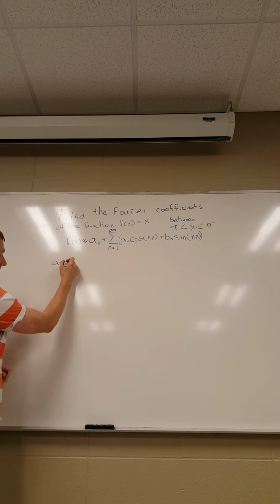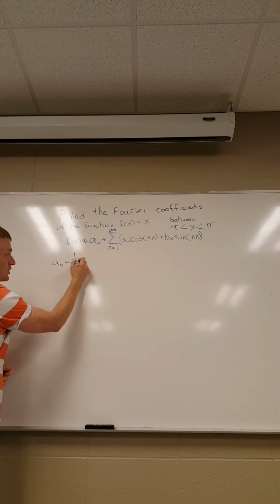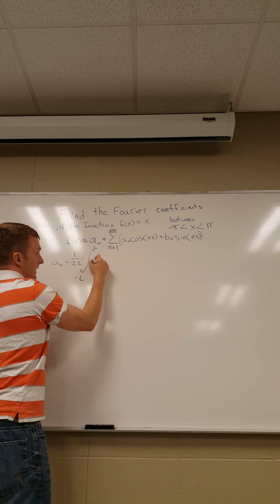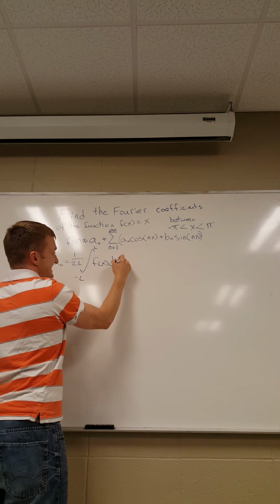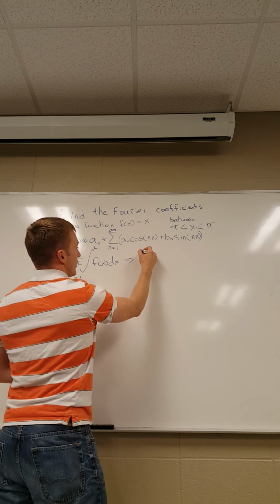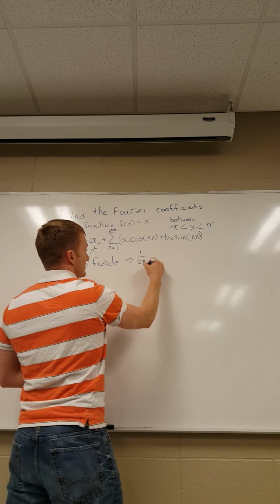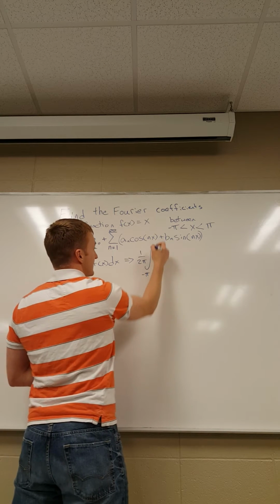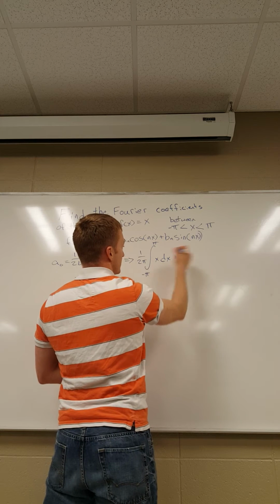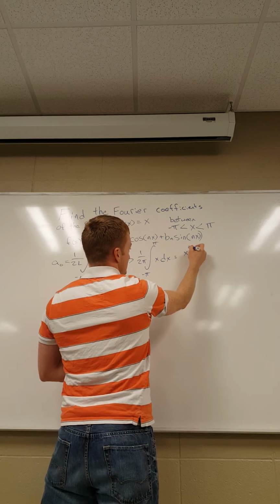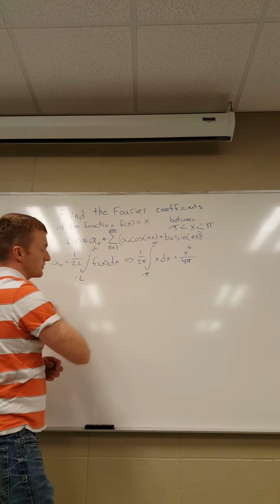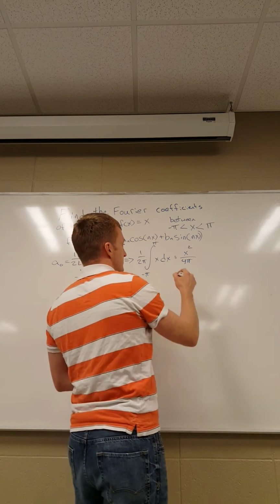Given the formula, a naught is equal to 1 over 2L on the interval negative L to L of f of x dx. We start by saying 1 over 2 pi times the integral from negative pi to pi of x dx. And we know that is equal to x squared over 4 pi, multiplying the 2 times the 2 pi.